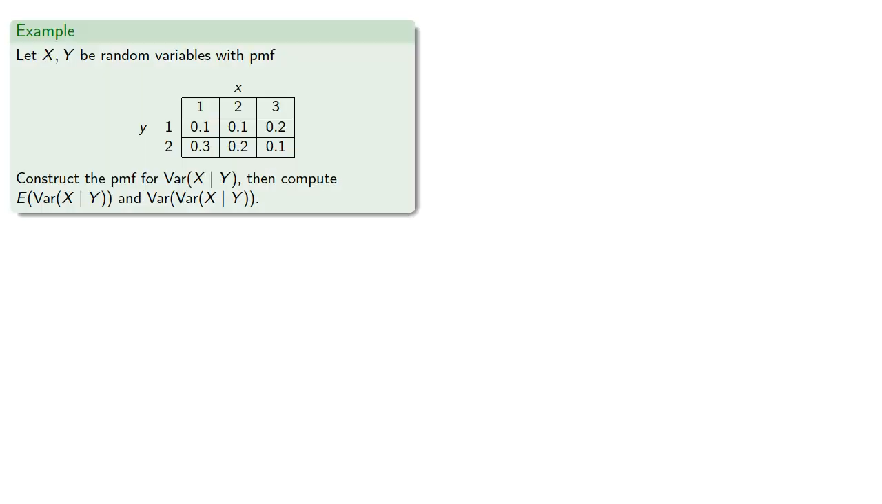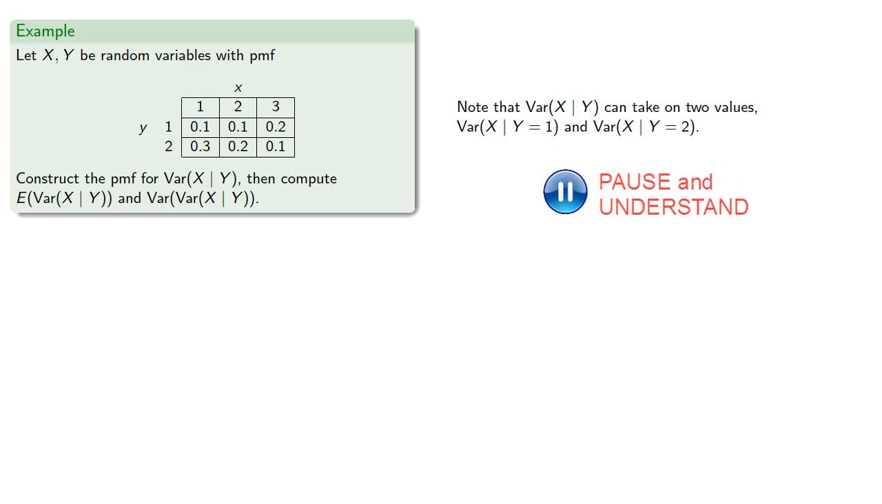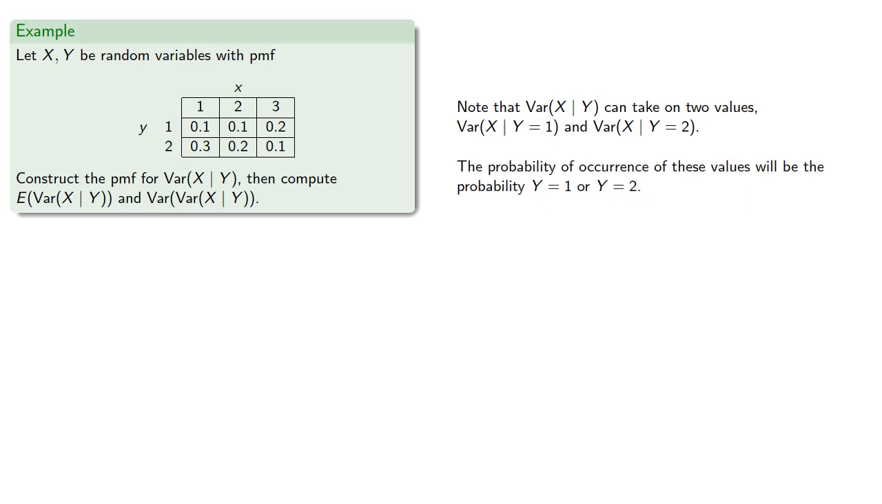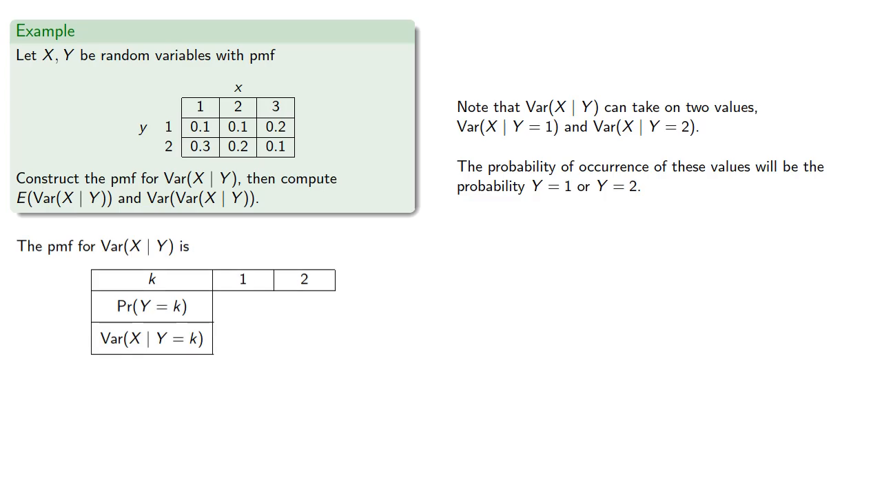So let's consider our PMF, and we want to construct a PMF for the conditional variance, then compute the expected value and the variance of the conditional variance. Note that our conditional variance can take on two values: the variance of x given that y is 1, and the variance of x given that y is 2. The probabilities of occurrence of these values will be the probabilities that y is 1 or 2. And so we find the probability y equals 1 and y equals 2.